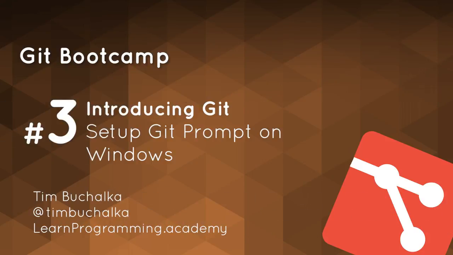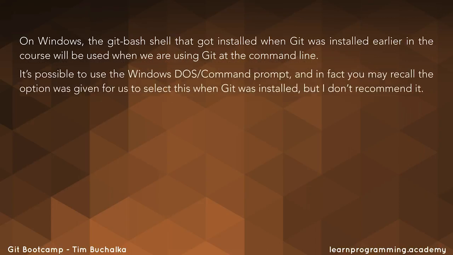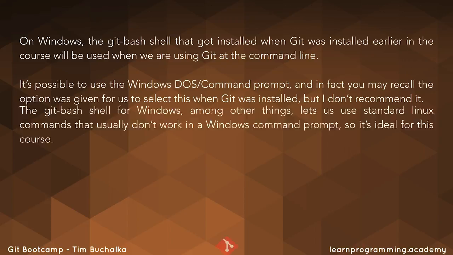On Windows, the Git bash shell that got installed when Git was installed earlier in the course is going to be used when we're using Git at the command line. And we obviously saw that in the previous video when we set up the author name and email address. Now it's possible to use the Windows DOS or command prompt, and in fact you may recall the option was given for us to select this when Git was installed, but I don't recommend doing that.